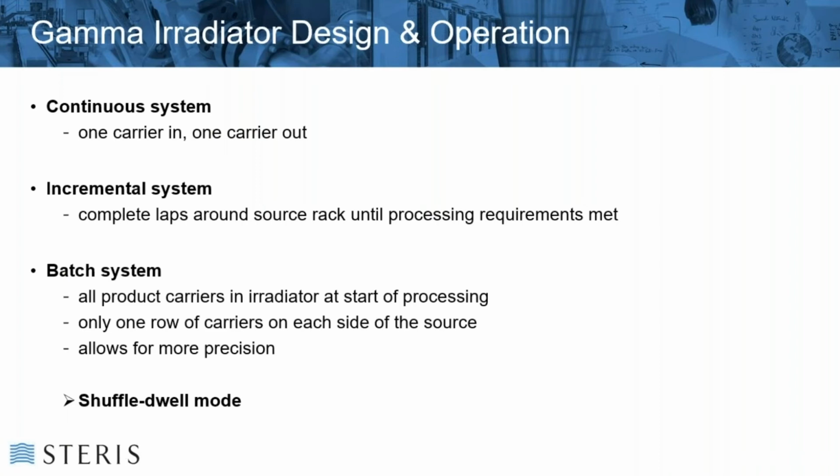This is an automated process. So the planners would program in, we know, say we're getting 10 kilogray per lap. The customer requires 25 kilogray, so they need at least 3 complete laps around the source to meet their min dose.